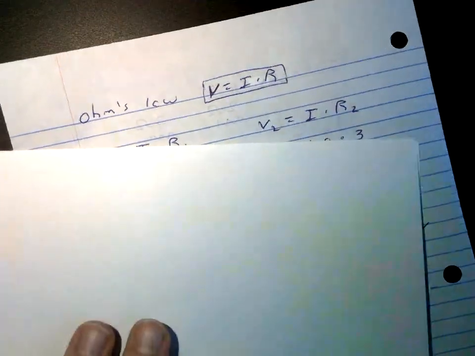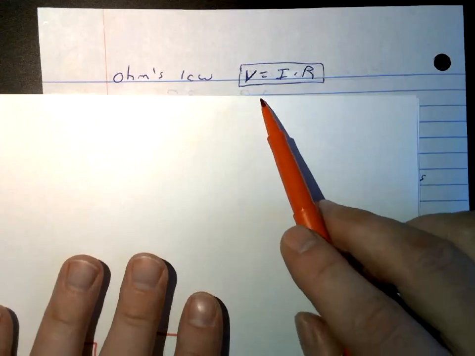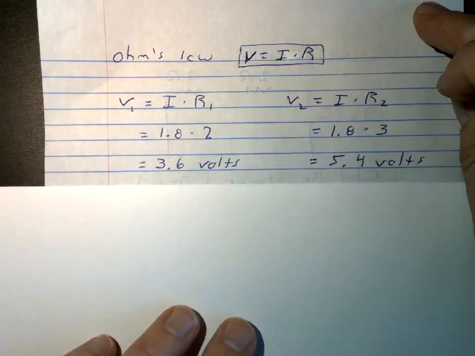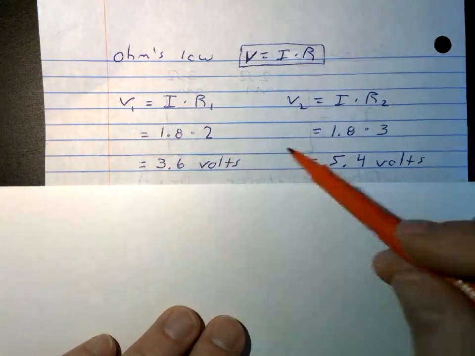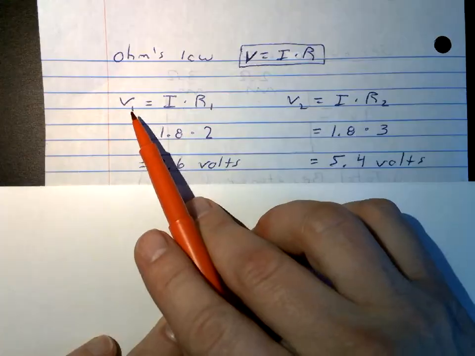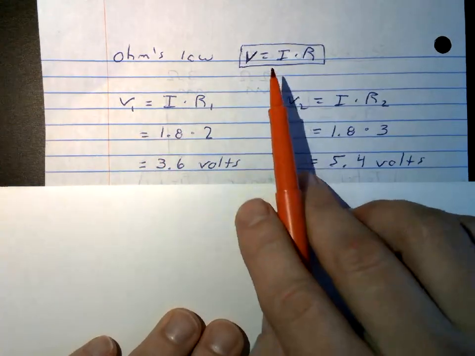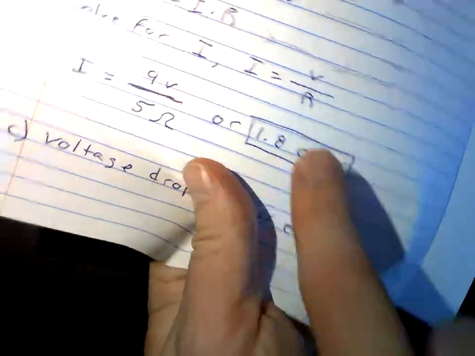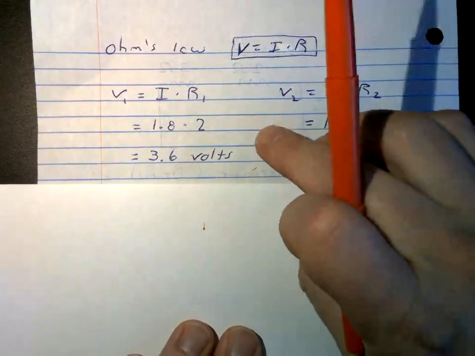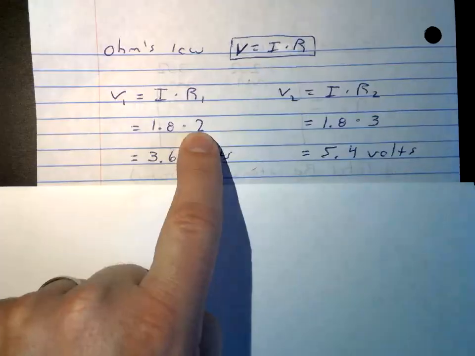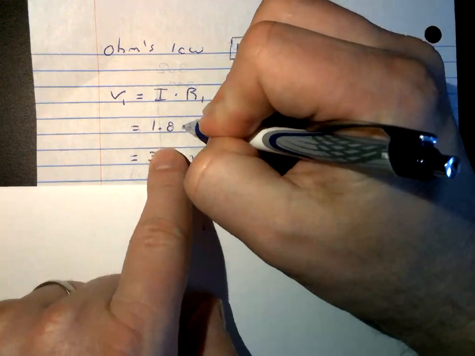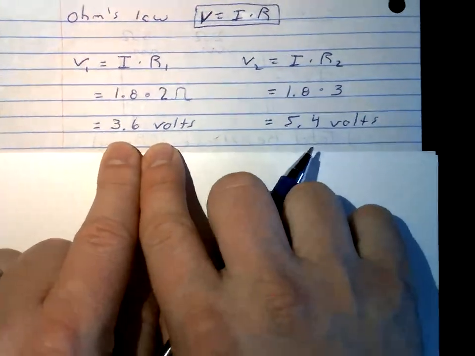So let's do it. Using Ohm's law, which is V equals IR, you're going to take each resistor that we found on the front, and you're going to do voltage of 1 and voltage of 2 using this. I think the amps were what, 1.8? Yes, the amps were 1.8. If you look back, that was 1.8. And you got 2, which is that 2 resistance. If you multiply that together, you get 3.6 volts.